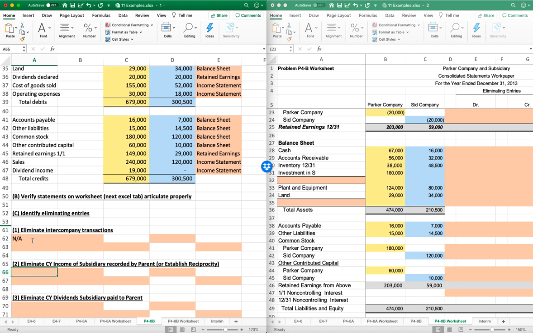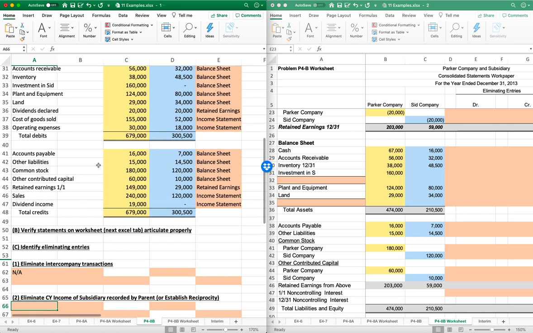Our next one is to eliminate any current year income of the subsidiary recorded by the parent. Now, remember, under the cost method, we don't record any income from the subsidiary. So normally we skip this one. In year 1, we skip this one. However, this is where that entry to establish reciprocity or convert cost to equity finally comes into play. So remember, this is going to be a catch-up adjustment where we're going to take our share of the subsidiary's income and plug it into our parent retained earnings to kind of catch up.